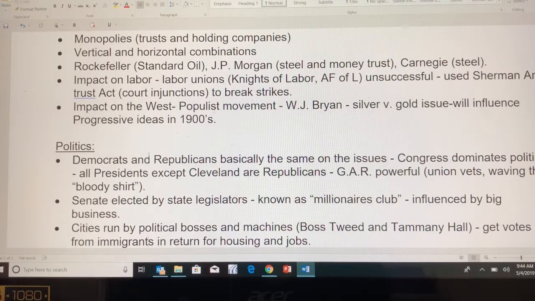He's not on there, but eventually labor unions will begin to challenge their employers, asking for greater pay, asking for improved working conditions, asking for shorter days. We're going to see the Knights of Labor fail. The AFL will be a little bit more successful. The Sherman Antitrust Act is going to be created, and it's supposed to take down trusts that are involved in interstate commerce. Again, it's not going to be used against trusts at this time. It's going to be used to break up strikes, such as the Pullman strike.